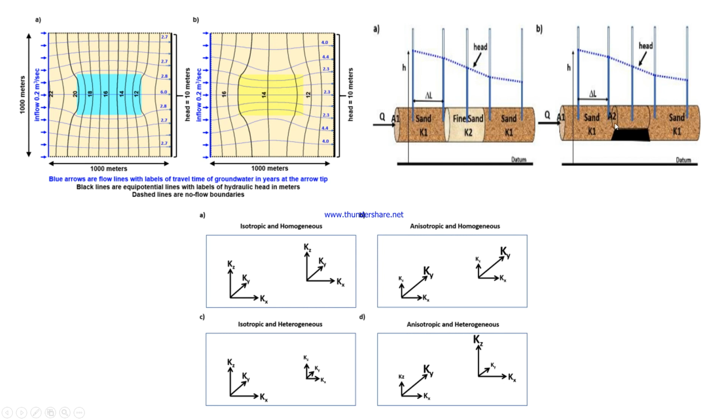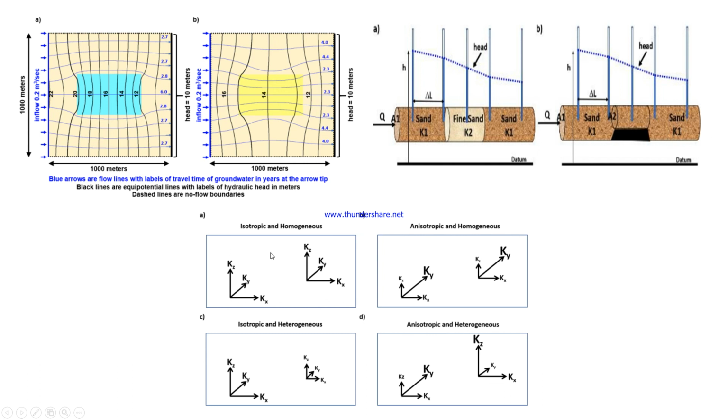Here also the same thing. The cross sectional area is changed here, A1, A2. When it goes to the smaller cross sectional area, the velocity increases, so the pressure decreases here. It is happening like this.